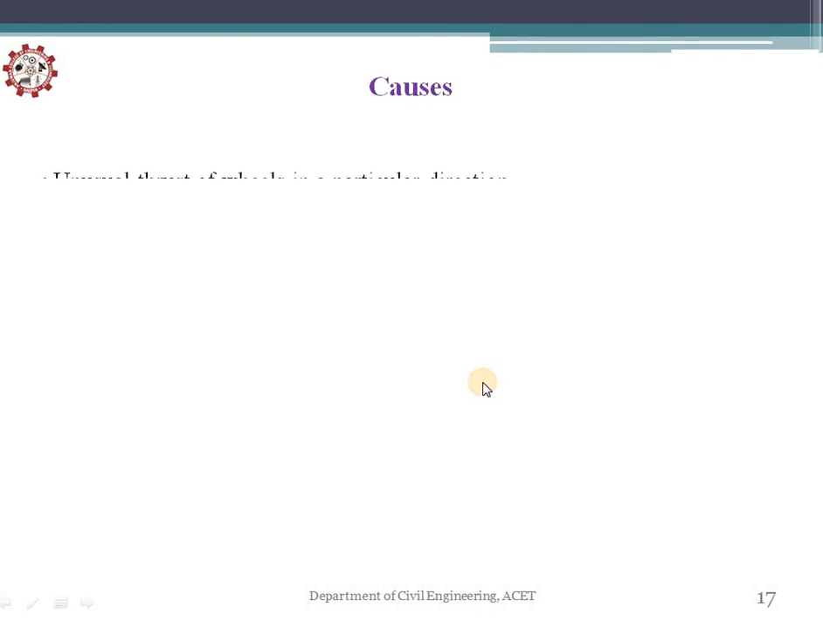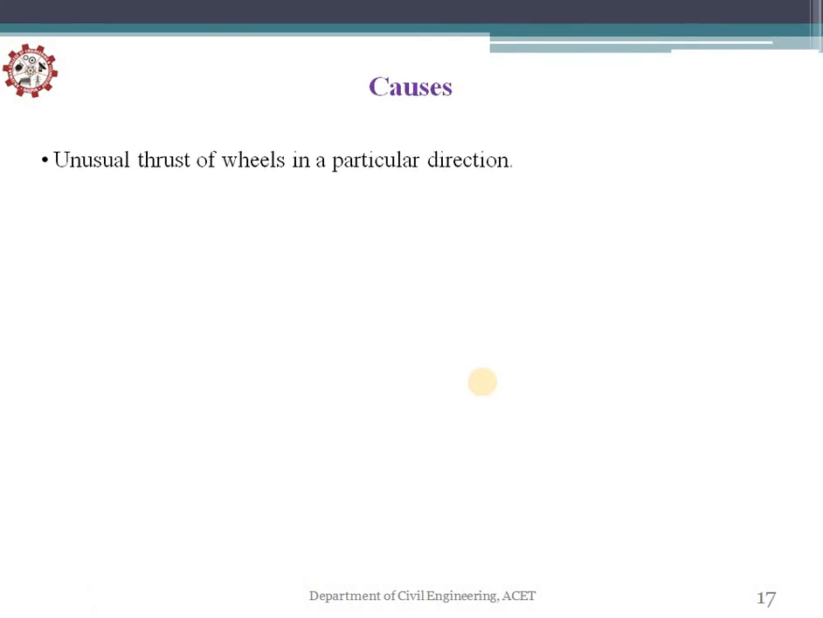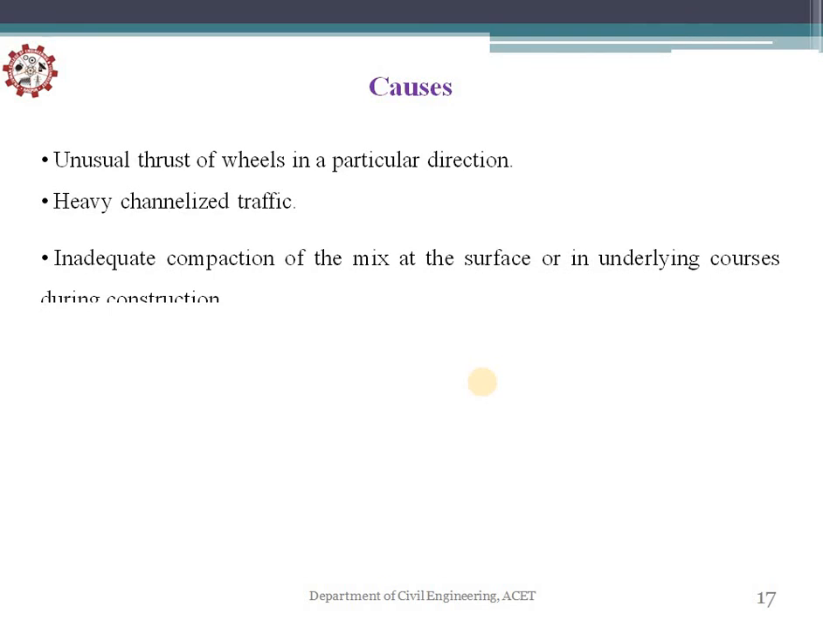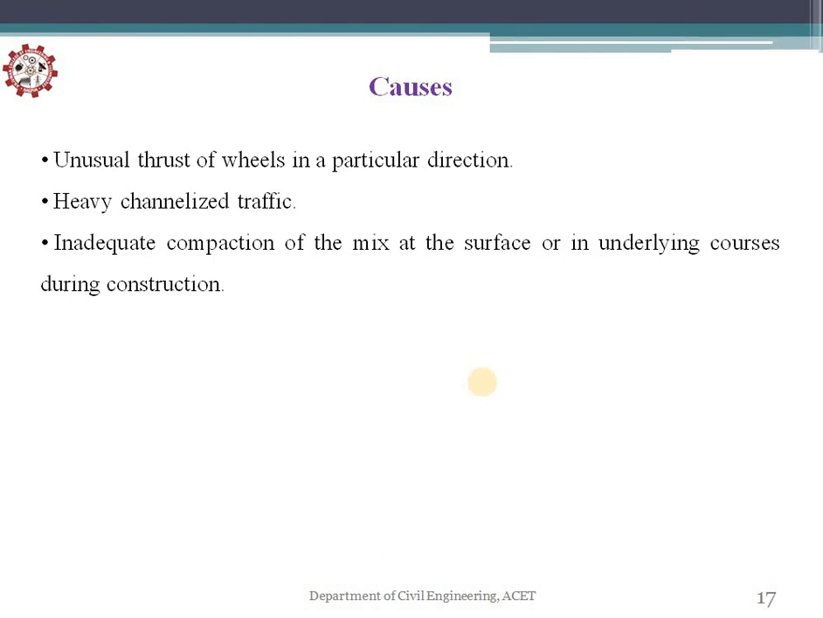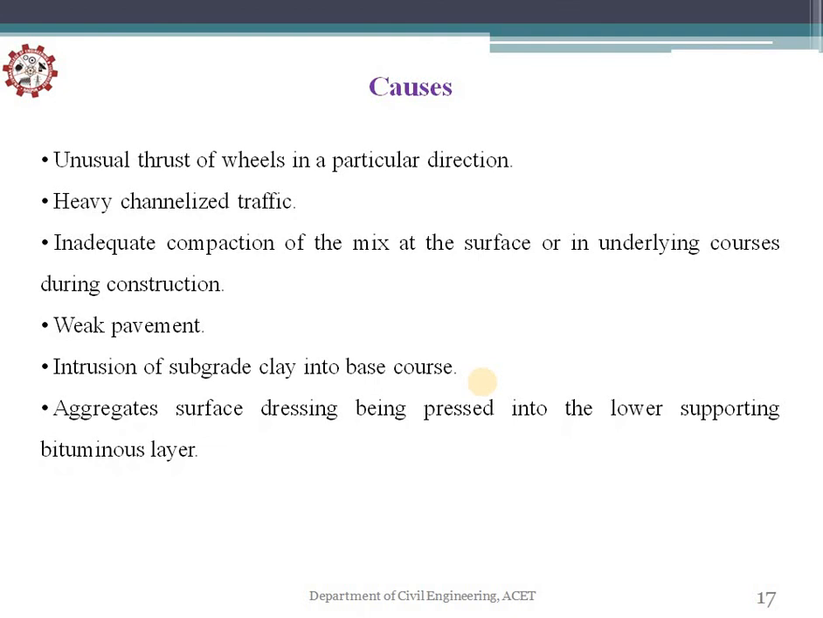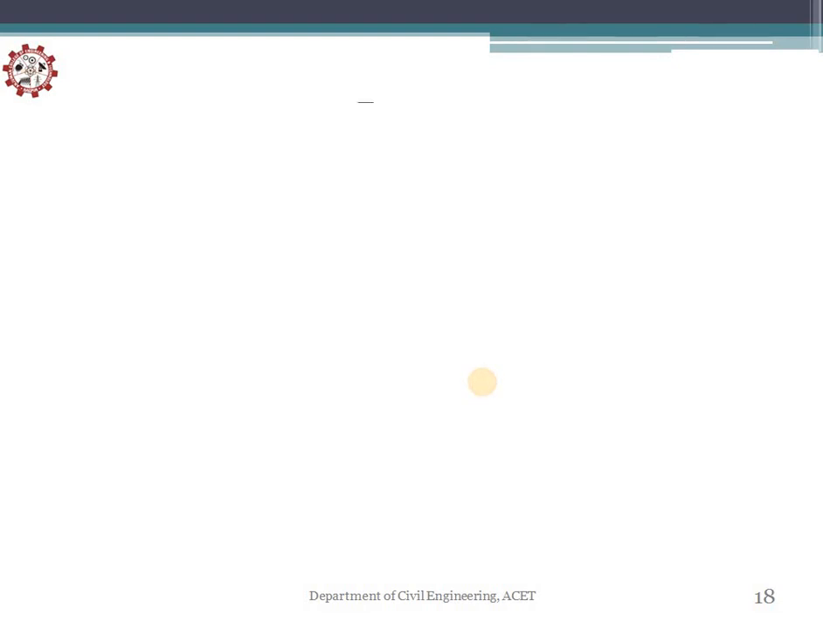So what are the causes? Unusual thrust of wheels in a particular direction, heavy channelized traffic, inadequate compaction of mix at the surface or in underlying layers during construction, weak pavement, intrusion of subgrade clay into base course, and aggregate surface dressing being pressed into the lower supporting bituminous layer.